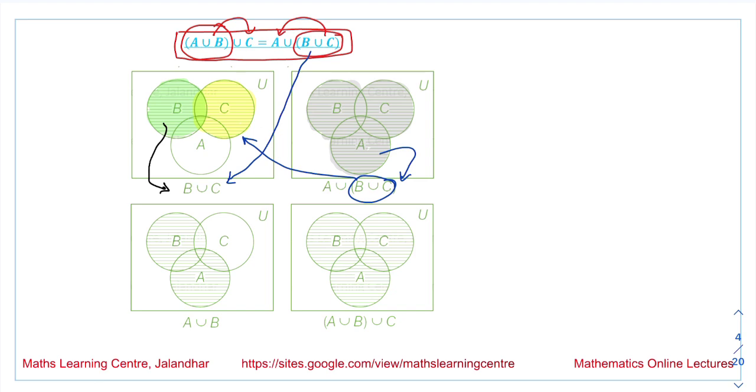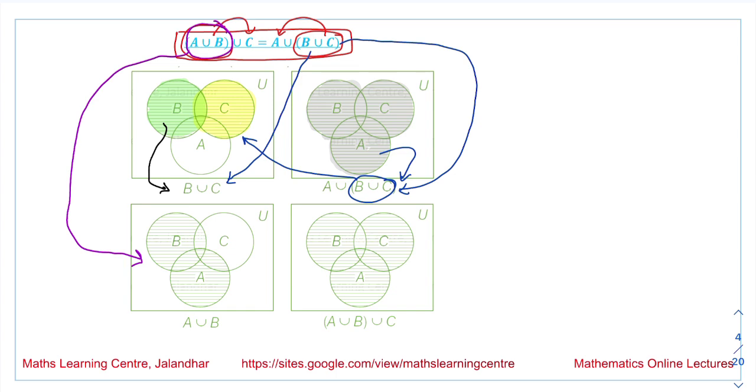Now this is the right hand side of this equation. Now for the left hand side, this is A union B over here. We have calculated A union B first. This is the region B, and in this portion this is A. So this is the region A union B.